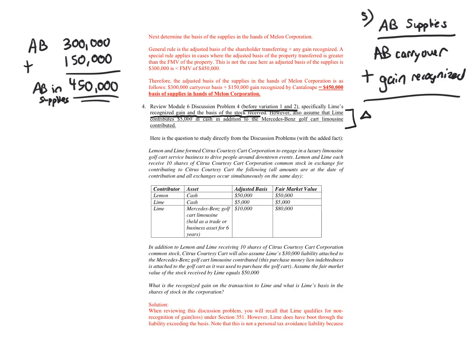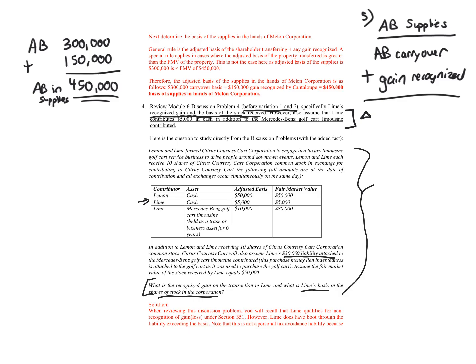So I basically rewrote the question for you. And again, it's the same one. The only difference is Lime also contributes $5,000 of cash. Now remember, this is the problem again where there's liabilities on the golf cart. There's $30,000 liability attached. So the question's asking, what is the recognized gain of transaction to Lime? And what's Lime's basis in the shares of stock in the corporation?